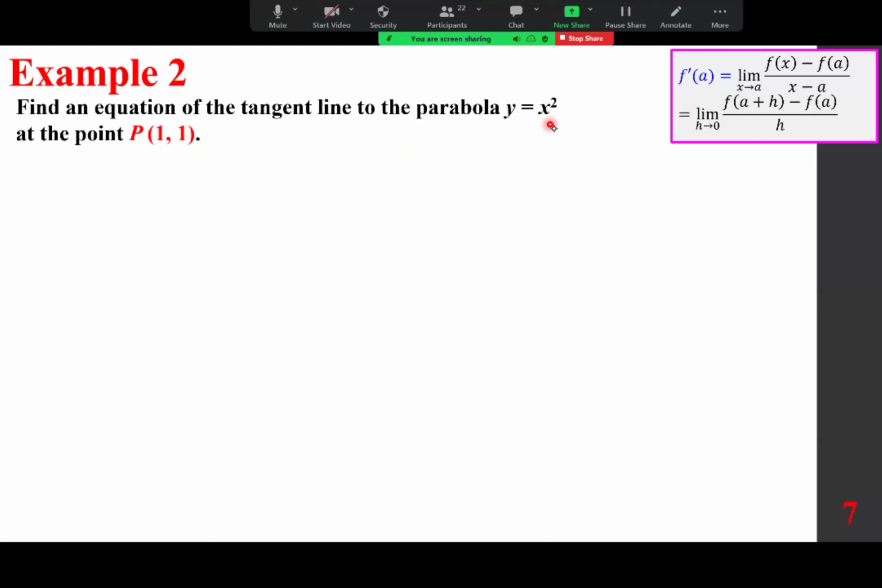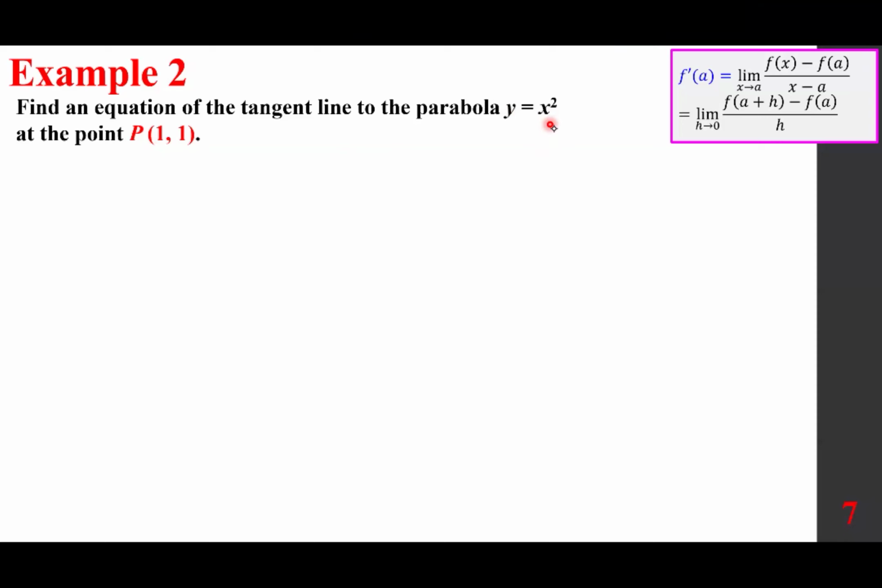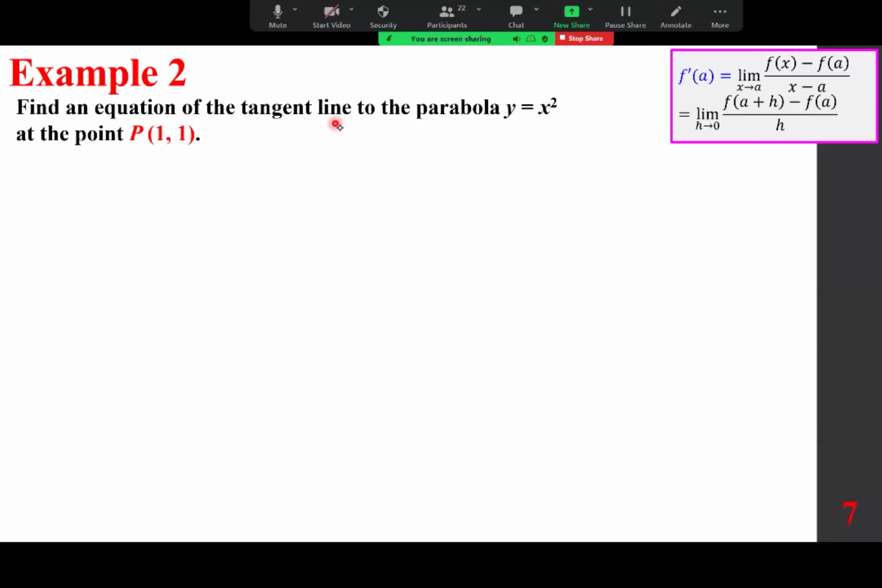What else do we need is the slope. So we need to calculate the slope. Why? In order to come up with the equation of any line, you need the pair, it's given, and the slope we need to calculate. So we are going to use one of these formula, knowing a is the x coordinate, which makes it 1, and the function y or f of x is x squared.